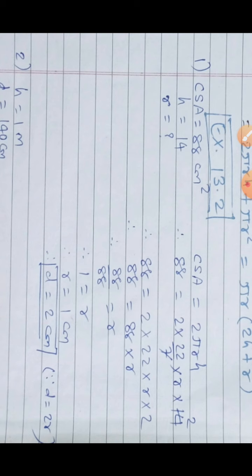So 88 upon 88, it becomes 1. So r is 1 centimeter. Therefore, diameter equal to 2 centimeter. Why? D equal to 2r. Okay. If you want formula, then first of all write formula and then plug in the value of r. Okay. How to write, that is important. You just observe how I have written there.